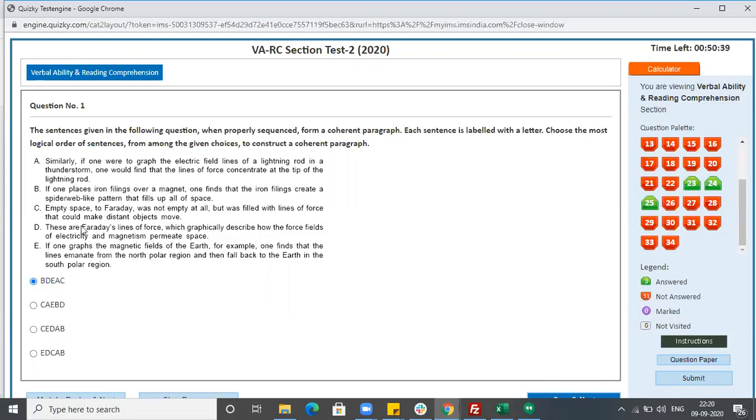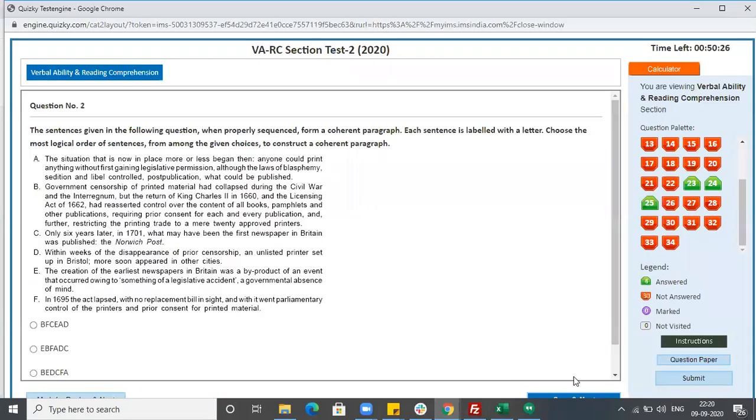E ke baad A, if one graphs, then similarly one were to graph, okay, form a good pair, and then if one places iron filings, and then these are Faraday's lines of forces. Got it. I'm 90% sure that this is the answer. I'm going to move to the next one. The following one properly sequenced. Again, jumbled sentences. The situation that is now in place more or less began then.